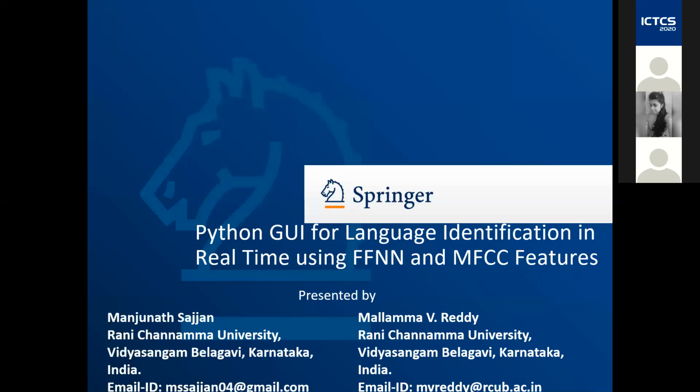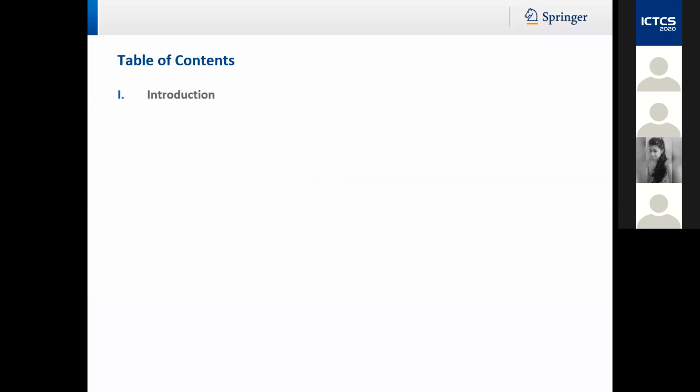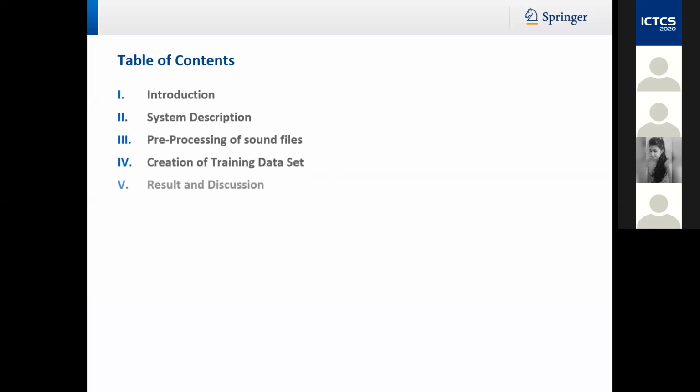Yes. Good morning, everyone. I am Manjunath Sajjan, research scholar at Rani Chennamma University, Belagavi, presenting the Python GUI for language identification in real time using FFNN and MFCC features, with the help of co-author Mallamma V. Reddy, Rani Chennamma University, Belagavi, Karnataka. These are the table of contents which I am going to describe in this session.